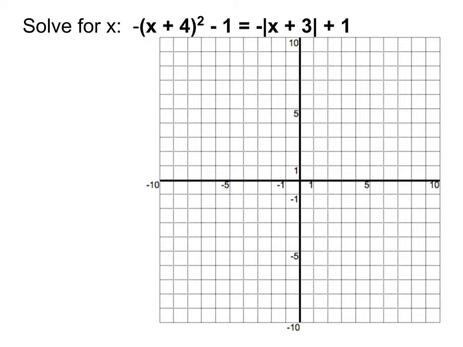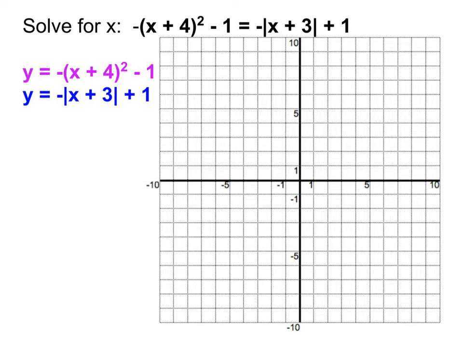Here we have a negative quadratic equal to a negative absolute value. Well, now I need to solve it. And I'm going to solve it by graphing it. And so the first thing I do is I break out the left and the right sides of that equation as their own equations that I can now go and graph. So set them both equal to y. And now I graph both of those equations.